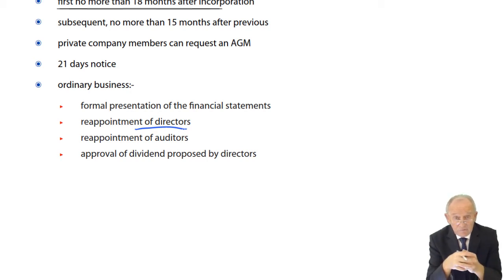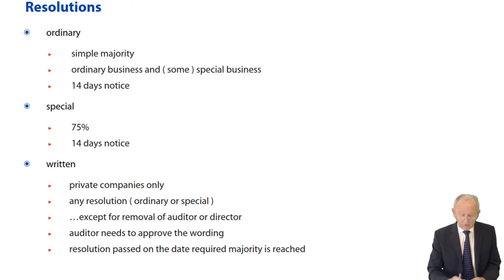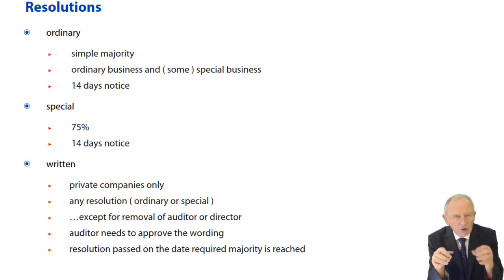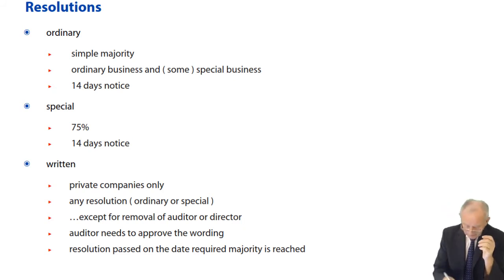ordinary business. And all that ordinary business, that's passed by resolution of the members. And it's an ordinary resolution. It's just one more vote in favour than votes against. So there's no special majority needed. It's just, does the majority of the votes cast support the resolution? I mentioned resolutions. There are three types. There were actually, for public companies, there's only two. But basically, there are three types. And we'll get rid of the third one straight away because it only applies to private companies. And it's a written resolution.